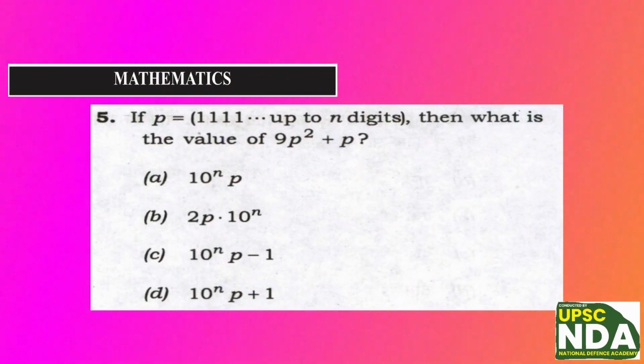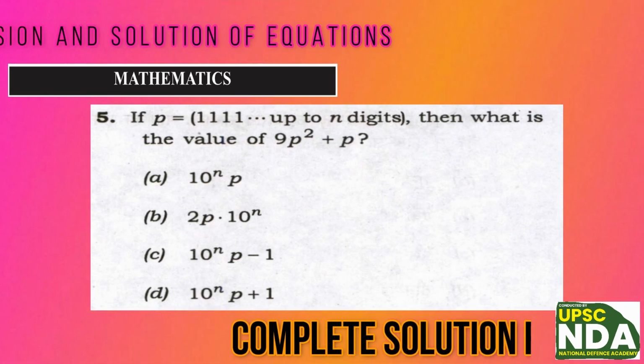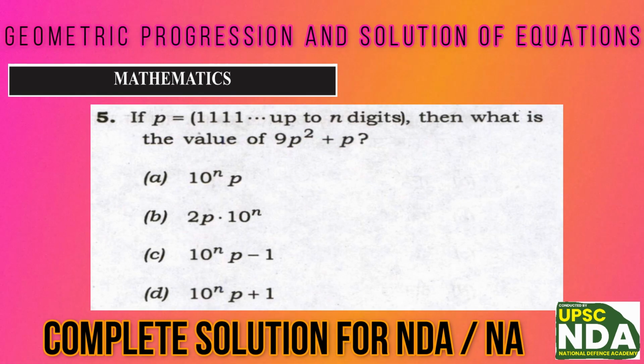Here in our question, we are given the value for p. If p is equal to 111 up to n times, one digit is there. Then we want the value for 9p square plus p. So we have to find the value for 9p square plus p, and p is defined as the digit 1 repeated n times. But one digit means the complete 111 number; there is no comma or multiplication between them. That means the digit 1 is there n times. It is a quite big number.